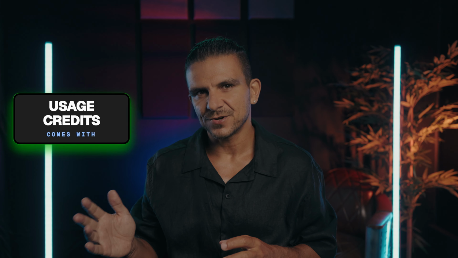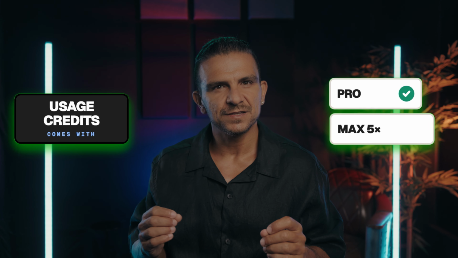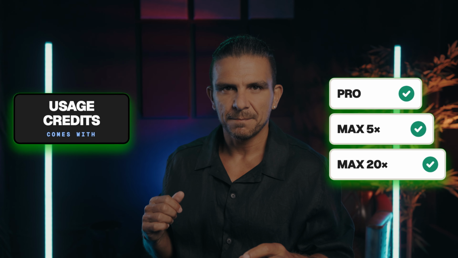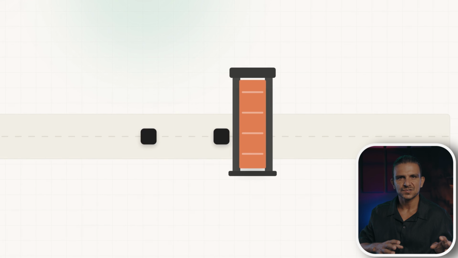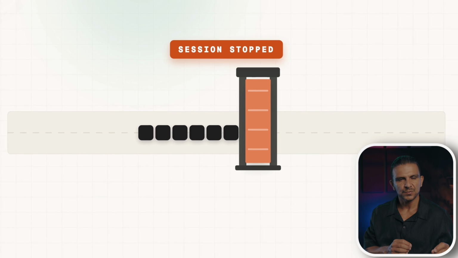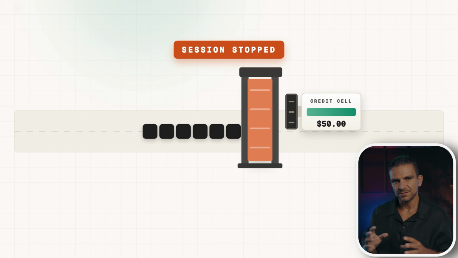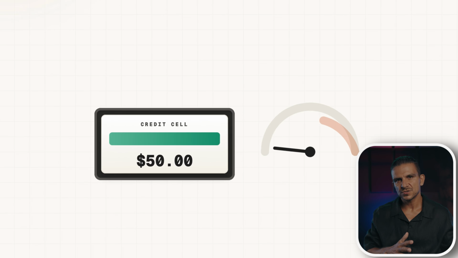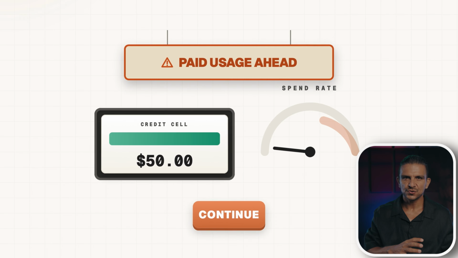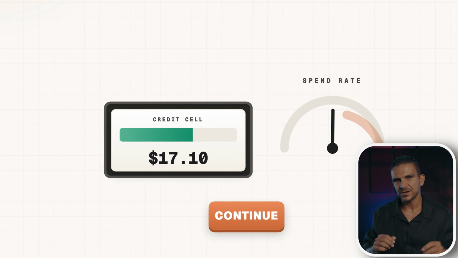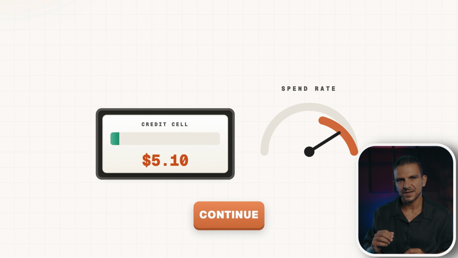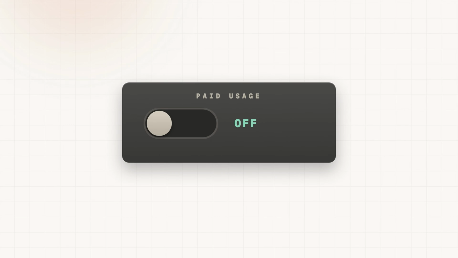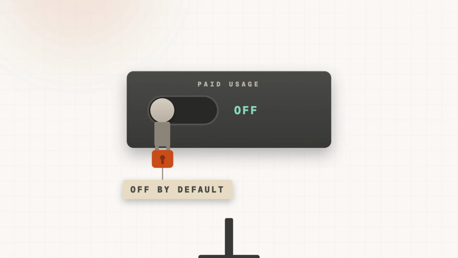The feature is called Usage Credits. It is available on Claude's paid individual plans, including Pro, Max 5x, and Max 20x. When you reach your included limit, Claude can stop the session until your allowance resets. With usage credits enabled and the funds available, you can choose to continue working at standard API rates. Claude still warns you before moving into paid usage, but once you choose to continue, a large batch or long-running session can consume your balance faster than you expect. That is why I recommend keeping paid usage turned off by default. When you reach the limit, stop and ask, is this job important enough to continue paying for?